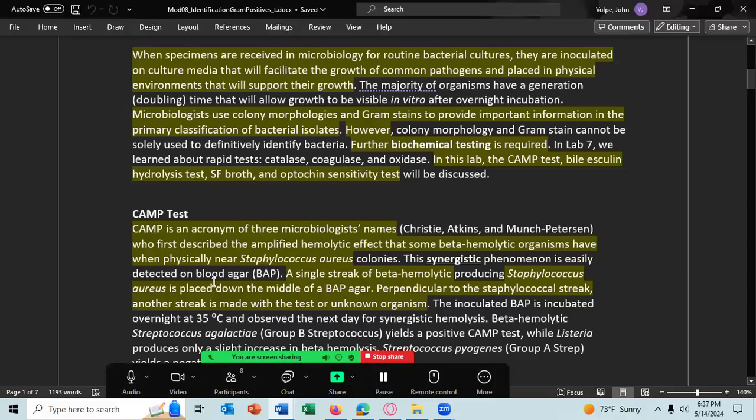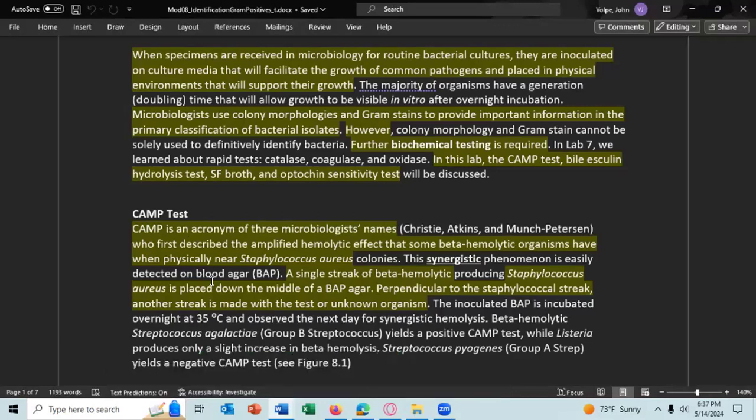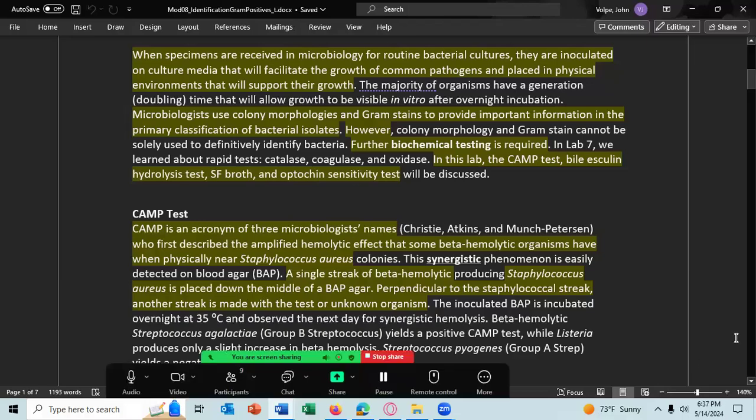To do the CAMP test, you take a plate and make a single streak of beta hemolytic Staphylococcus aureus down the middle of a blood agar plate. Perpendicular to the staphylococcal streak, you make another streak with the test or unknown organism. And then you look to see if there's any hemolytic enhancement of the test organism growing near the Staphylococcus aureus streak. Any question about any of that?